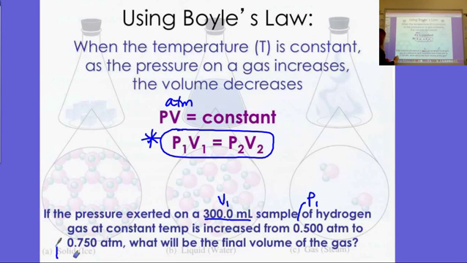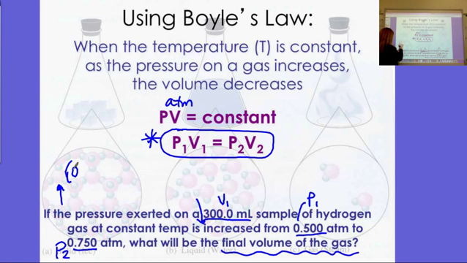my P2. What will be the final volume of the gas? Before you grab your calculator, let's think. What's happening to my pressure? It's going from 0.5 to 0.75. If my pressure is increasing, my volume should be less than 300.